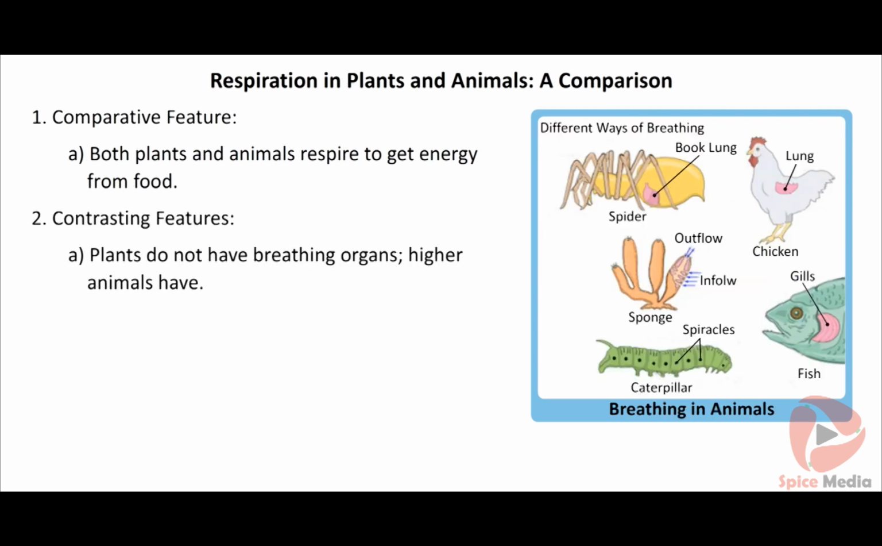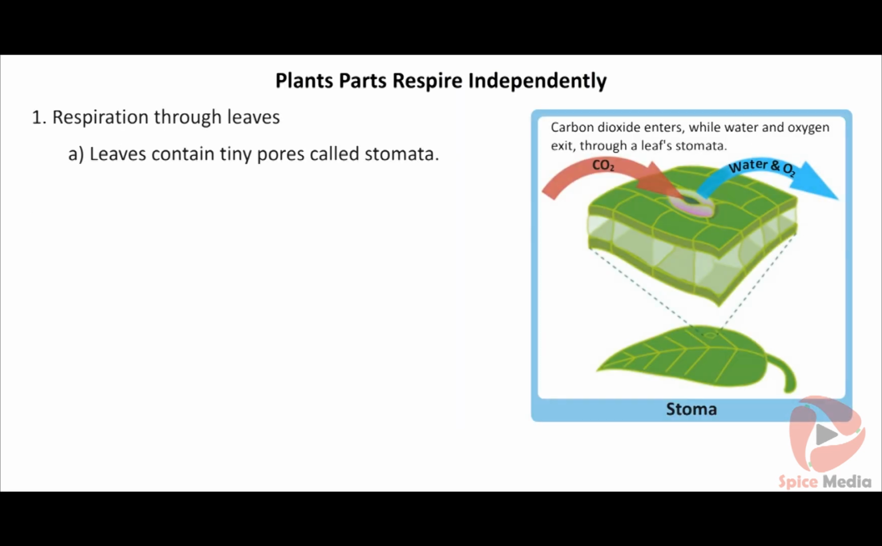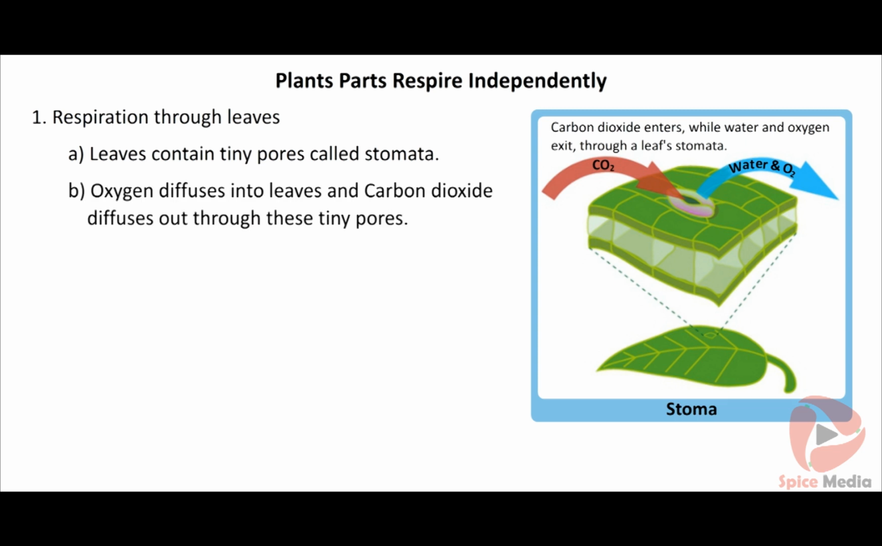However, they differ from other organisms in that plants do not have any special organs for breathing like the higher groups of animals. Similarly, plants do not show any breathing movements as higher animals do. Plants breathe through tiny pores in the leaves called stomata. Oxygen from the air diffuses into the leaves and the carbon dioxide from the leaves diffuse out through stomata.